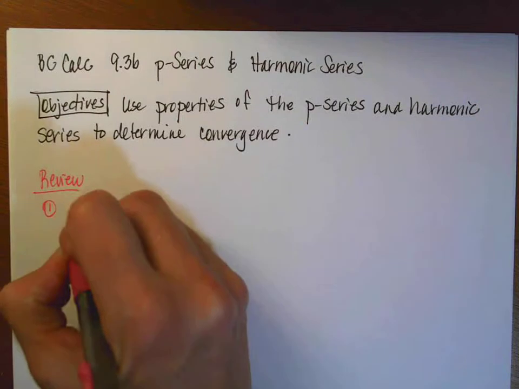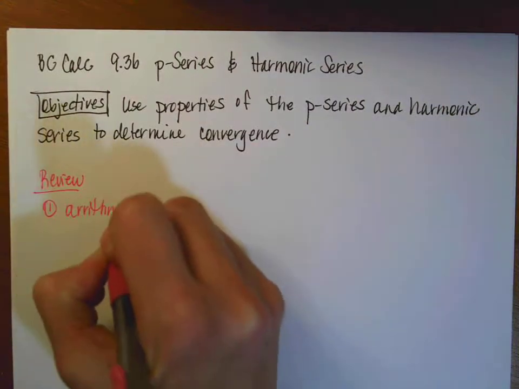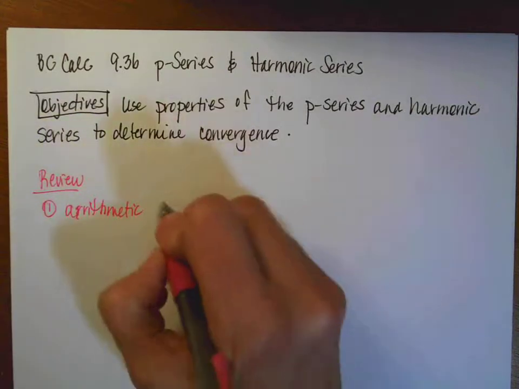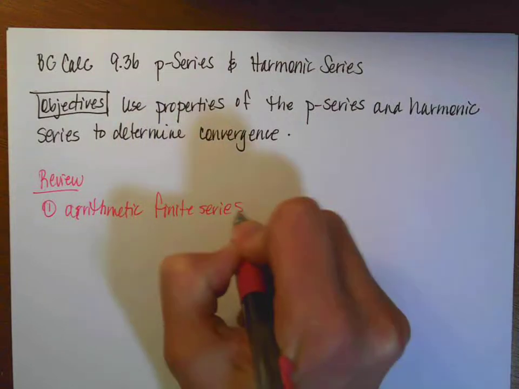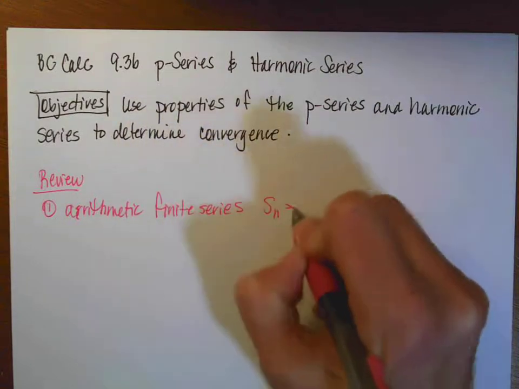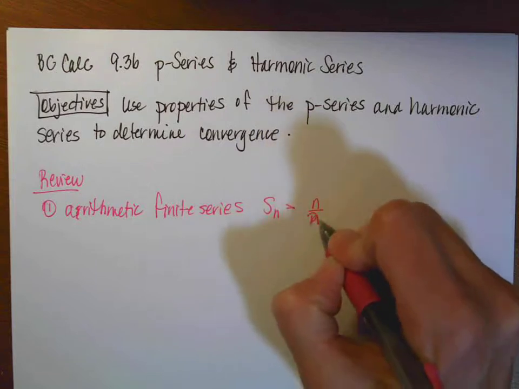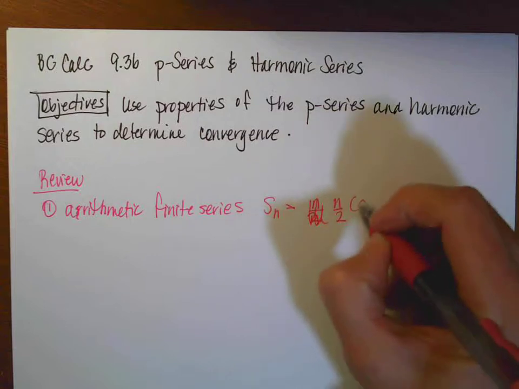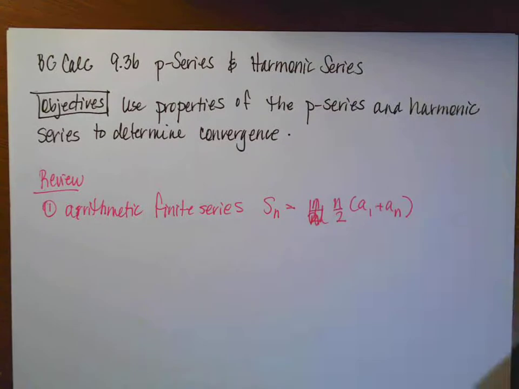The first one would be an arithmetic finite series. And that would mean S sub n is equal to the number of terms, n, divided by 2 times the first term and the last term of the summation.